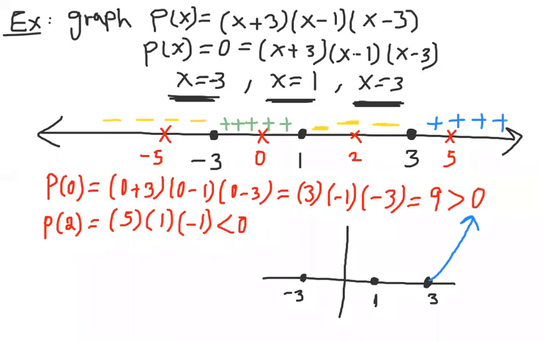Any number between 1 and 3 is negative. That means the graph will be below the x-axis. Any number between minus 3 and 1 is positive. That means the graph will be above the x-axis. Then any number less than minus 3 is negative. That means the graph will be below the axis there. So this is the graph for the function p of x. Any questions so far?